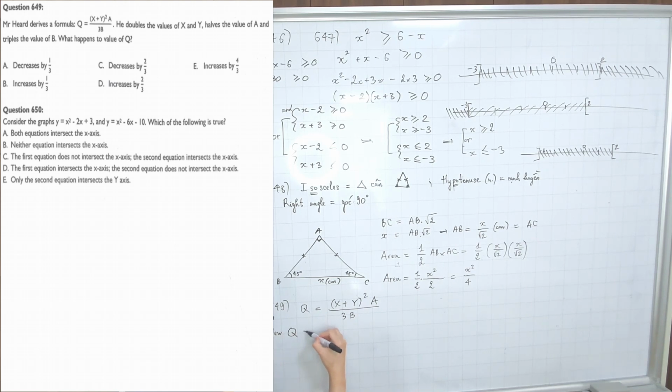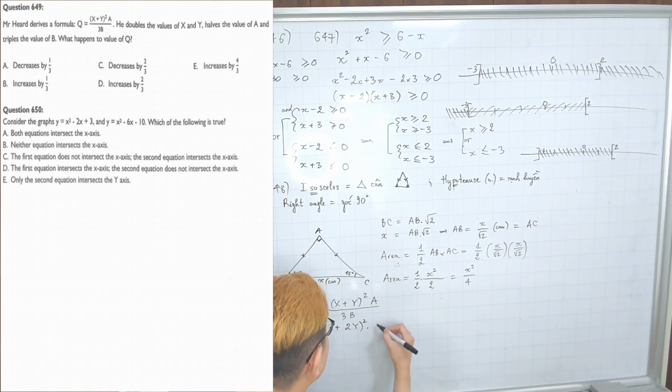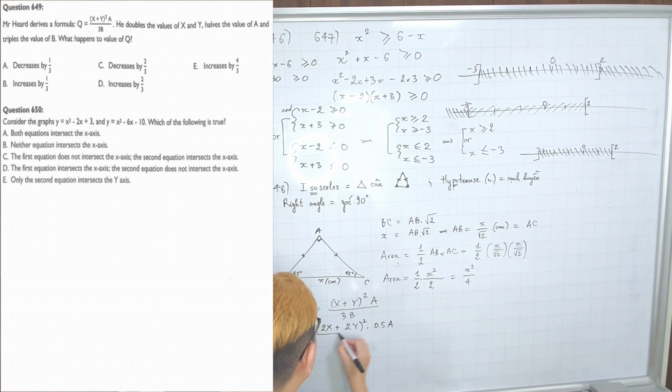So the new Q, what does the new Q look like? You double the value of x, you have 2x, double the value of y, half the value of a, and then triple b, so you have 9b, right? So what happened? Now we have to compare it with the original.